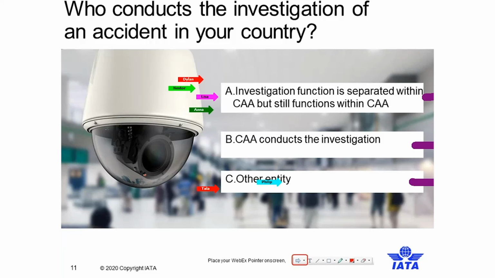Okay, so I can see, good. Interesting. Perfect, okay. So for most of you, the investigation function is separated within the CAA, but still functions within the CAA, which has some issues. And I'm glad nobody chose B, because that would really compromise the investigation. And other entities: I'm going to ask Alexandra why you put other entities. Why do you think it's good that you have other entities in your country?